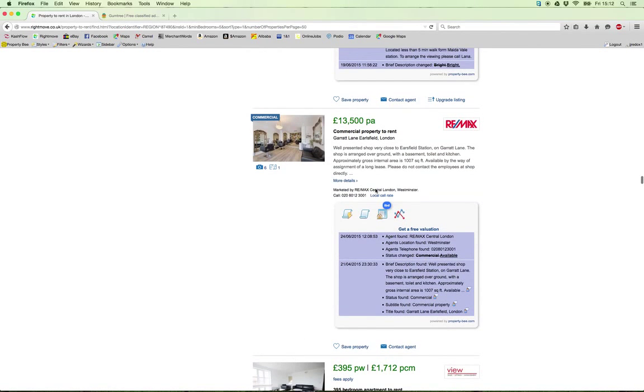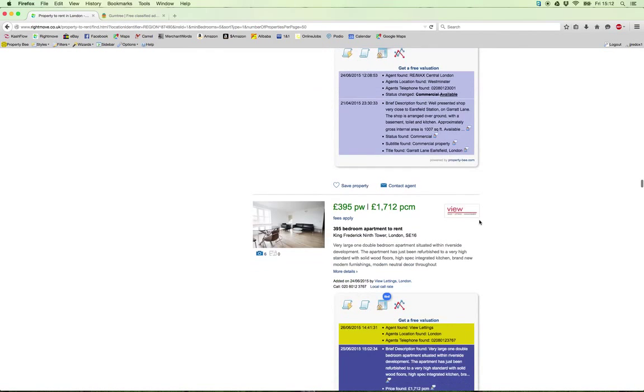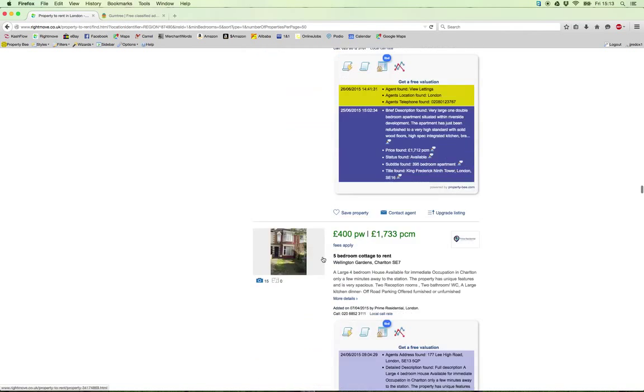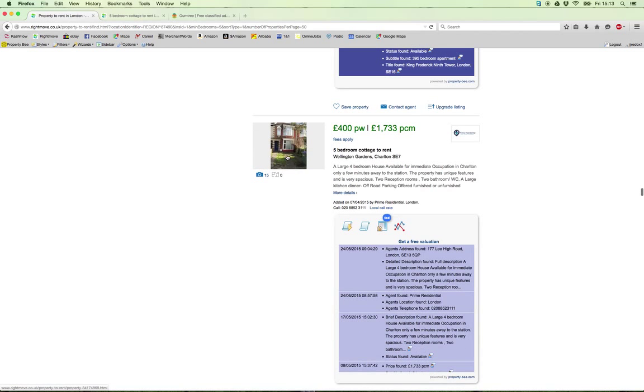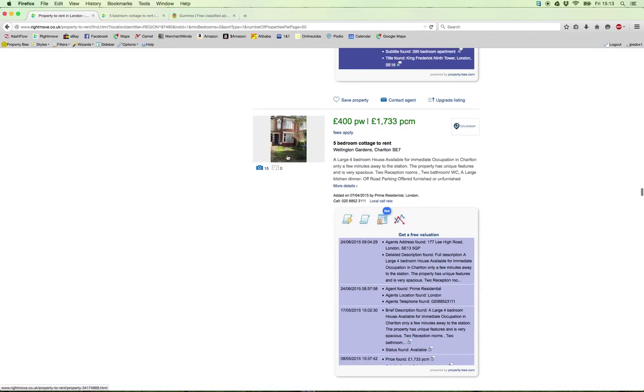This is a commercial property, so we're not looking at this. Right, this would be a full house, but we can see already here that it's only one double bedroom apartment. We're not interested in this. Okay, so here we go. This is something that we would be looking at, so I'm just gonna put it on the side. Just do a right click and open in a new tab.